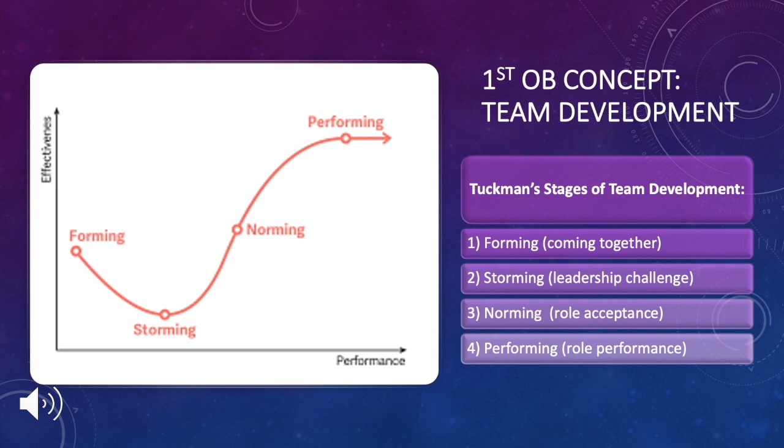Norming is where the team starts to work well together, they establish ground rules, and they share responsibility. The members also learn to value and respect one another during this stage. After this, the 4th stage comes into play. Performing is where they start seeing results and the team has confidence and enthusiasm.